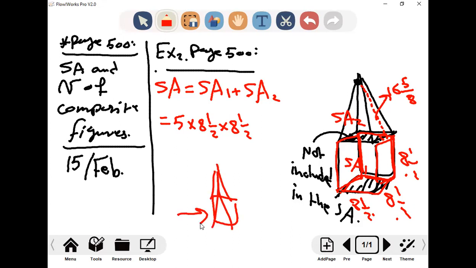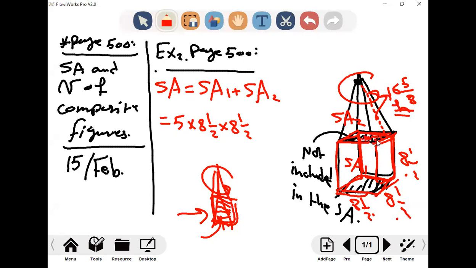Surface area 2 is the square pyramid. Assume it is alone. It is not composite, right? How do we find the surface area? We said the area of the square plus 4 multiplied by the area of one triangle. Why? Because we have 4 equal triangles up. But here down, I don't care about this square. It is excluded from the area. So I will care about the triangles up, which have the same base, because the 4 bases are 8.5, and they have the same height.